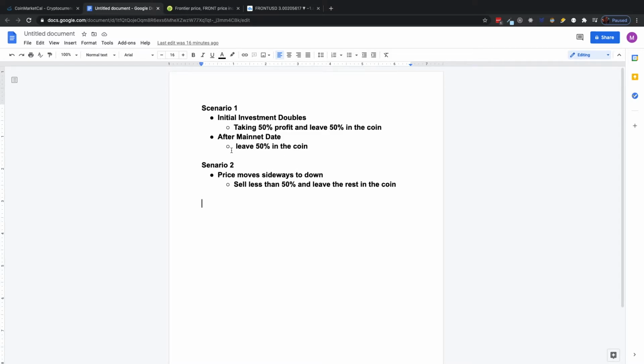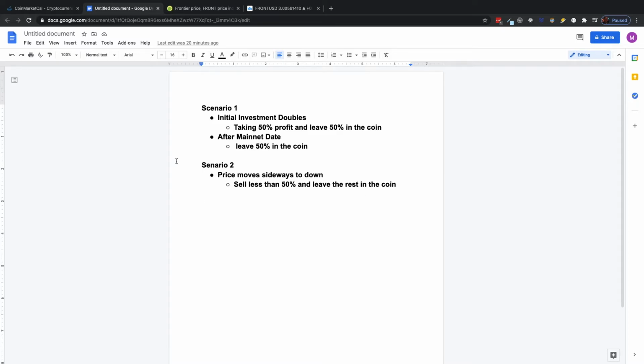Now, the second scenario is probably the worst case scenario of price moving sideways or down. At that point, I would probably sell less than 50% of the total investment that I have in the coin and let the rest ride. I do like Frontier coin. I've been in Frontier for a couple months now. I want to leave some exposure to this project.